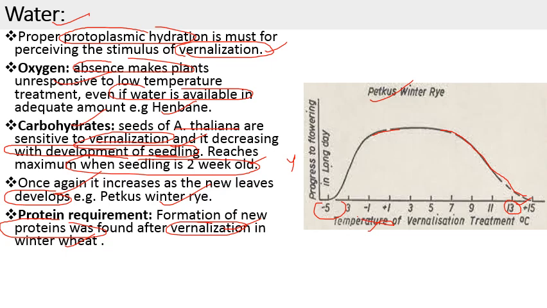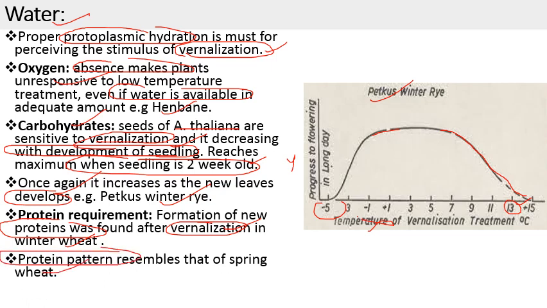So this formation of new proteins is also an important step which initiates the flowering after getting the vernalization treatment or low temperature treatment. Protein pattern resembles that of the spring wheat. In this, the protein pattern after vernalization resembles the spring wheat. So these were the factors which affect vernalization, or various factors on which vernalization depends.